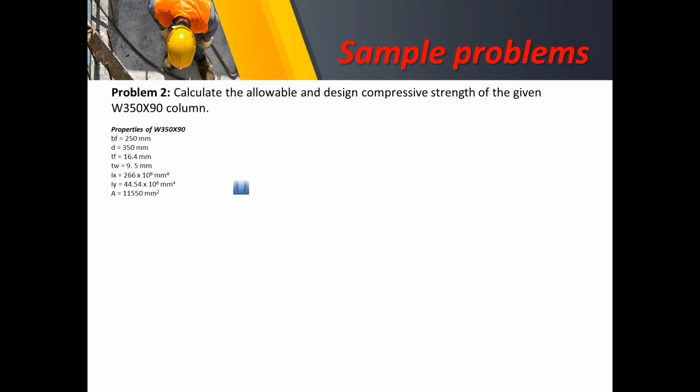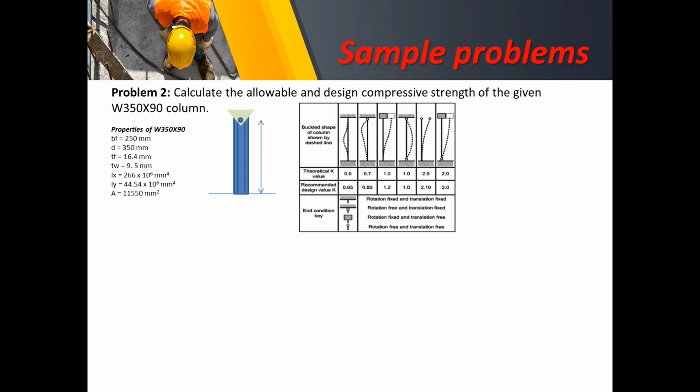So this column is actually fixed at one end and hinge at the other end. So it has a length of 4,500 millimeters. So in this configuration, in terms of support, of course, we adopt a theoretical value of K equal to 0.7.